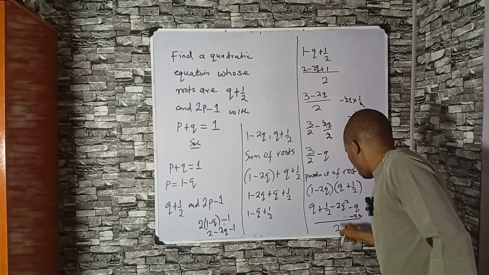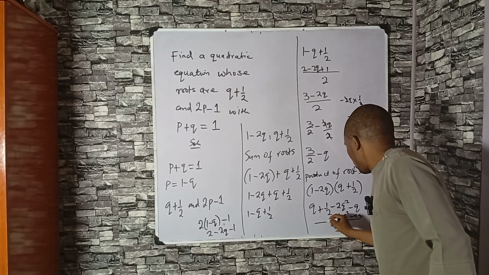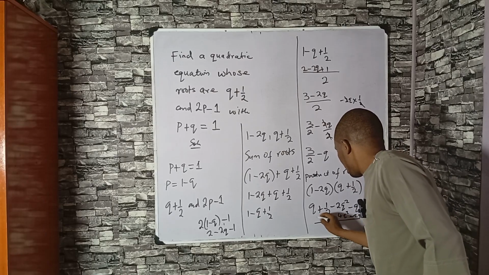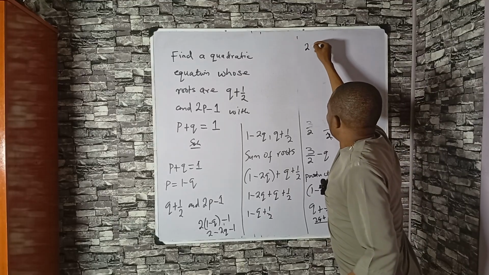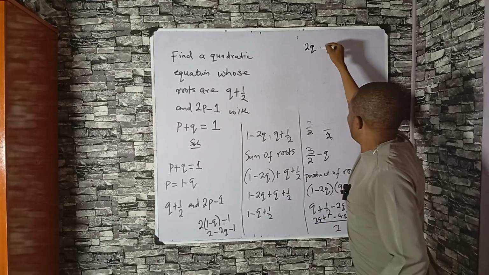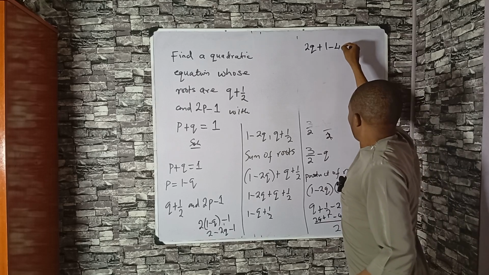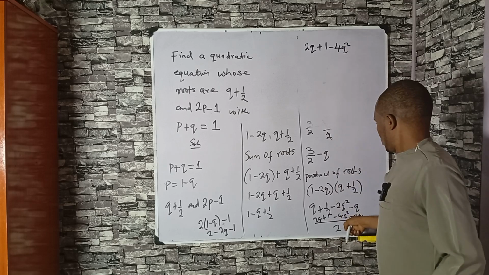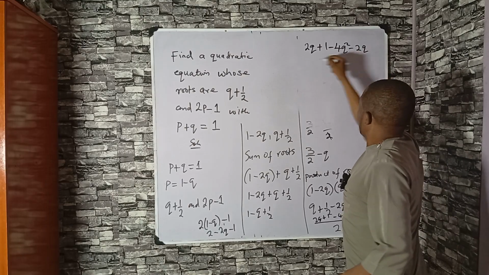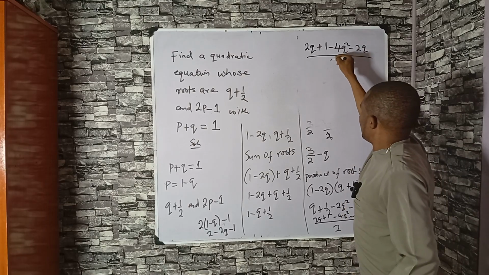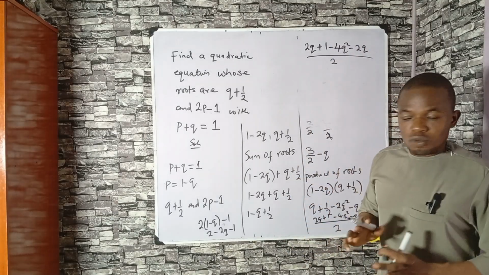Here minus 2Q. Here you have 4Q squared. Here will be 1. And here will be 2Q. 2Q, right from here, plus 1 minus 4Q squared minus 2Q, all divided by 2, which was the LCM. This is the product of roots.